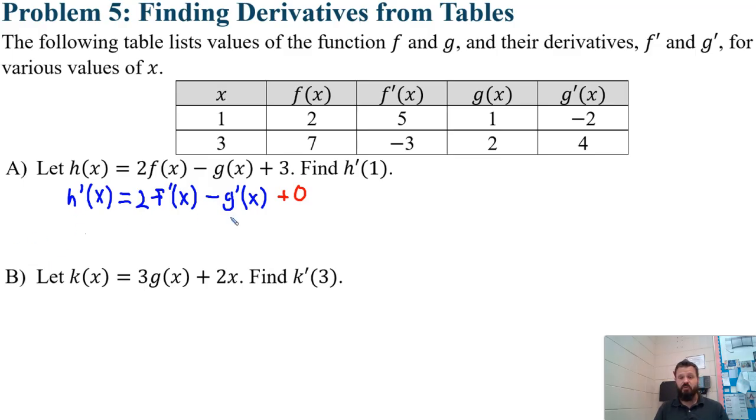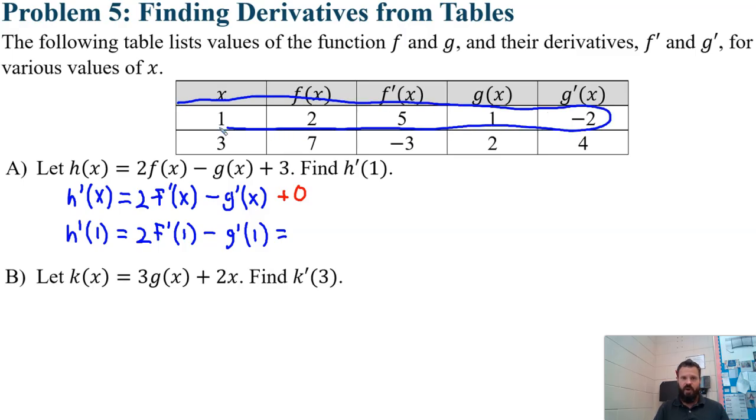And then once I have that expression for the derivative of h, I can plug the 1 in. So h prime of 1 will just be 2 times f prime of 1 minus g prime of 1. All right, so we can go to the first row of our table for that, which has x equal to 1, and get f prime of 1 and g prime of 1, and plug those in. So this will be 2 times f prime of 1, which is 5, minus g prime of 1, which is negative 2. So minus negative 2, plus 2, in other words, which will give us a final value of just 12 here.